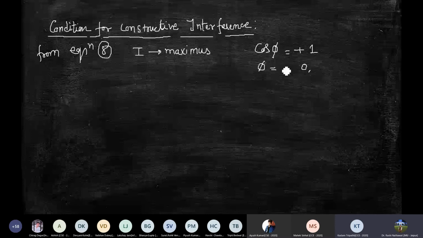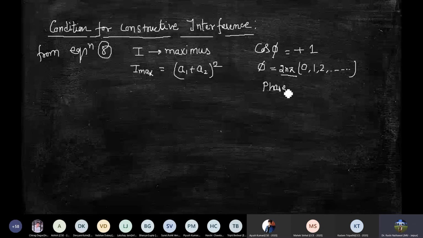So should I say phi is equal to 2n pi? Yes, ma'am. Very good. So this should be the phi value, and I will have I max equal to A1 plus A2 whole square. So this intensity will be maximum when the phase difference is an integral multiple of 2 pi. Okay, this is the phase difference.